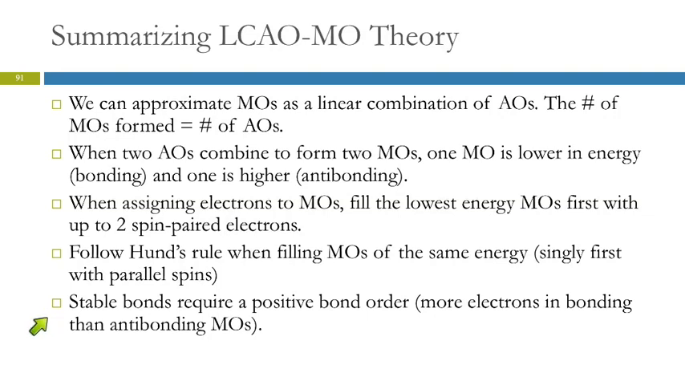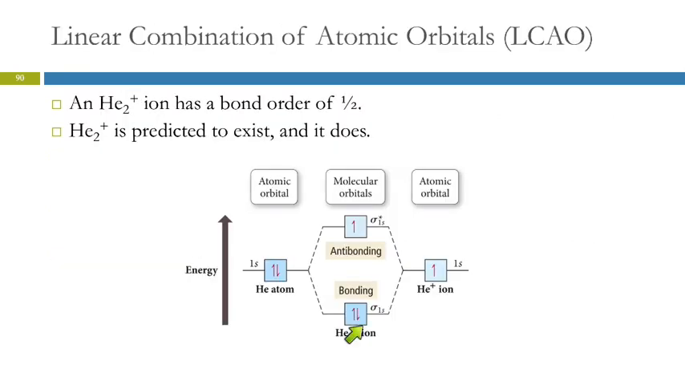And in order for us to have a stable bond, we have to have a positive bond order. That means that you're going to have more electrons in the bonding orbitals than in the anti-bonding orbitals. So there's our summary. Question? So in the last slide, that's why the bottom was filled before the top? Yeah, we fill the bottom before this one, because just like when we did electron configurations, we're going to fill the lower energy ones first. So there are some things here that are the same.